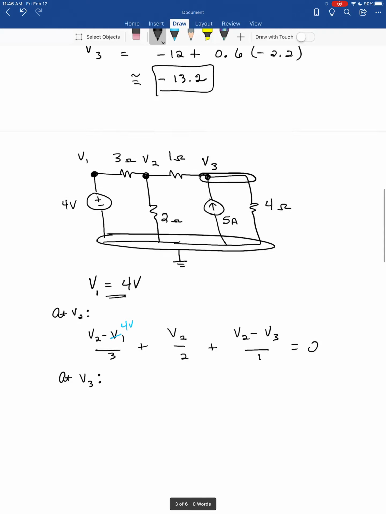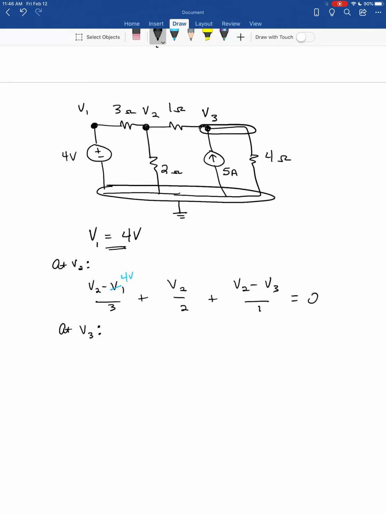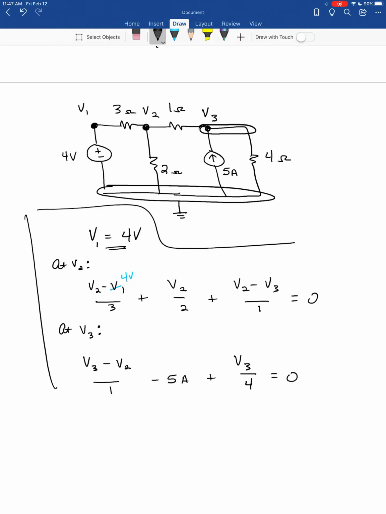Okay, and then finally we write an equation at node V3. So we have V3 minus V2 over 1. We have 5 amps entering the node, and we have V3 minus 0 over 4. Okay, so those are my 3 equations and 3 unknowns. In this particular case, I won't solve because I'm trying to get as many examples done as possible.